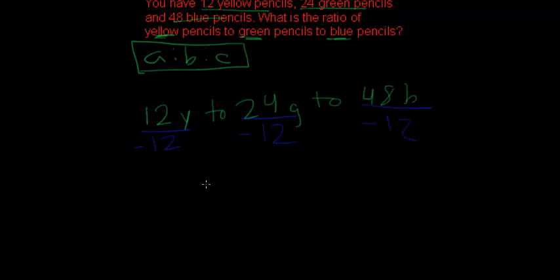So now you have 1 to 2 to 48 divided by 12 is 4. So your answer is 1 to 2 to 4. So that is your ratio. So kind of intuitively think about this. If you have one, what's the color? Yellow pencil. If you have one yellow pencil, you should have 2 green pencils and 4 blue pencils with the ratio. So that's what this ratio told you. I hope you understood these. Thank you.